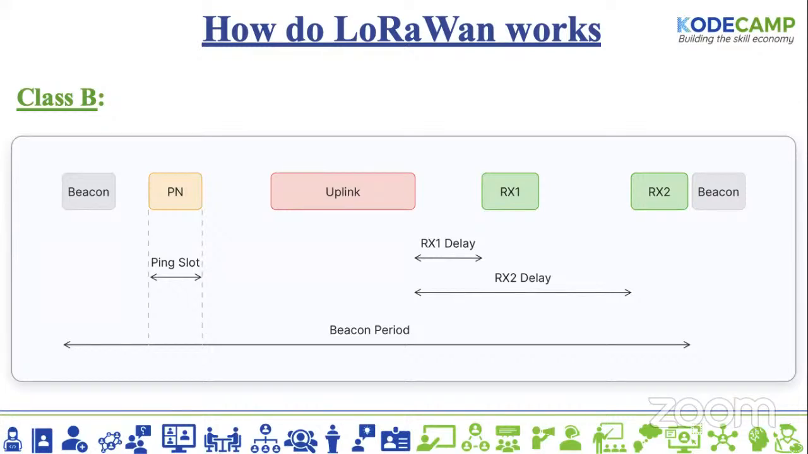Now the battery life is shorter in class B than that of class A. Why? Because of this periodical downlink, it tends to consume. It wakes up to consume data.